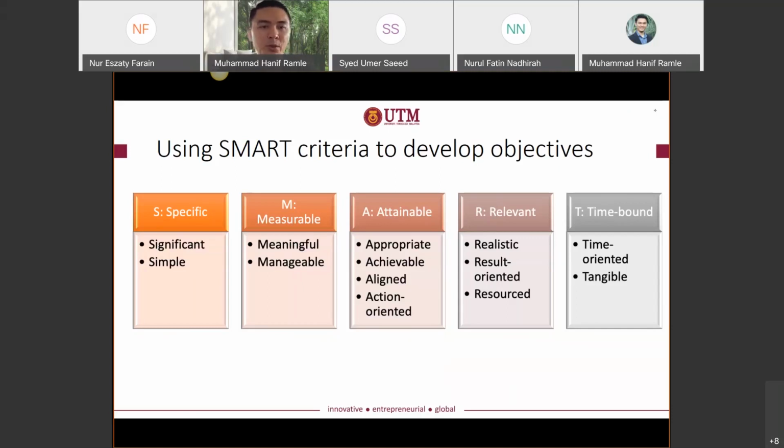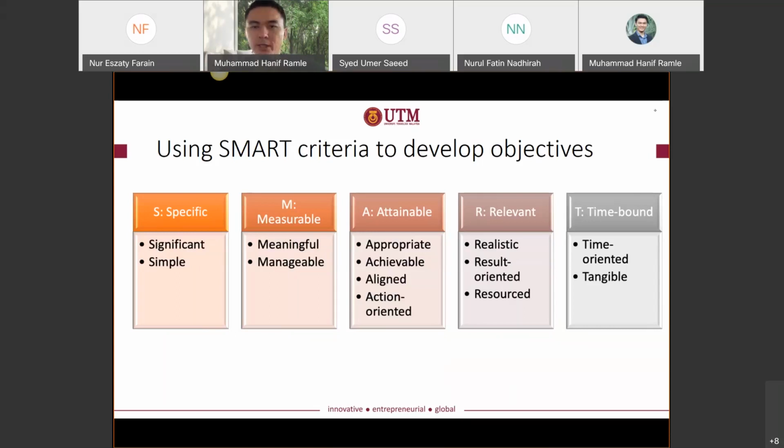Number two is measurable. Your objective should be able to be measured. Measured in terms of what? Maybe in terms of results. It can be comparable, and also it is meaningful and manageable. Number three is attainable, should be appropriate, achievable, can be aligned, and also action oriented.